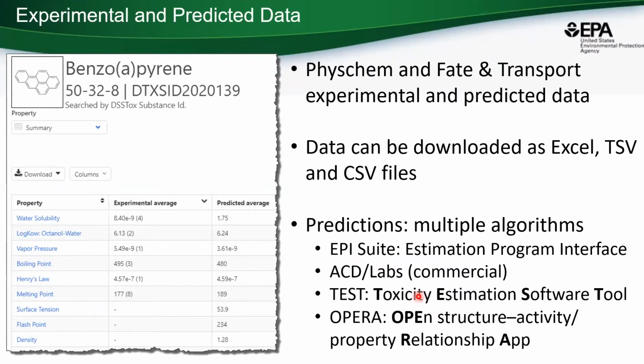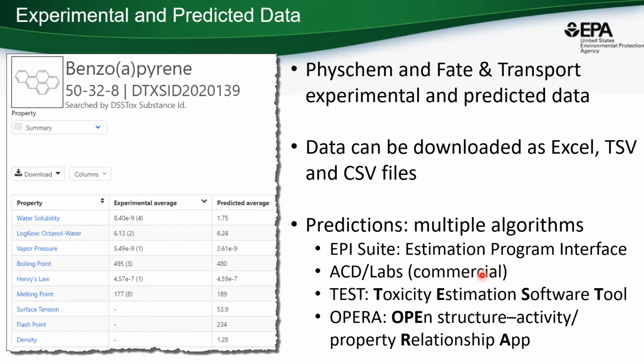This is going to allow you to dive into the physicochemical properties. And we use different ways to predict these properties. We have both commercial tools from ACD Labs. We have EpiSuite, the estimation program interface, which has been around for over 2 decades, funded by EPA. We have Todd's tool, the Toxicity Estimation Software Tool, TEST, and we have OPERA that came from one of the other groups. All of these get predicted.